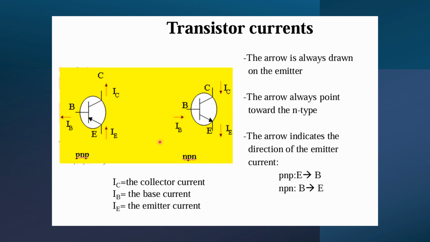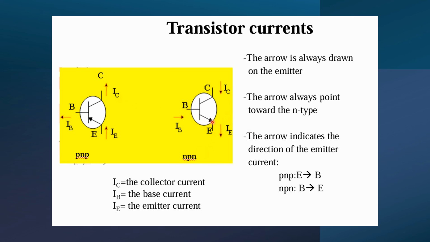Transistor currents. See here, NPN transistor and PNP transistor. So in the PNP transistor, current is towards the base, away from the emitter, IE. This is the entering current. So this is the leaving current, IB, IC. So always IE is equal to IB plus IC. How this equation comes, I will explain in the next slides in the operation of the transistor.